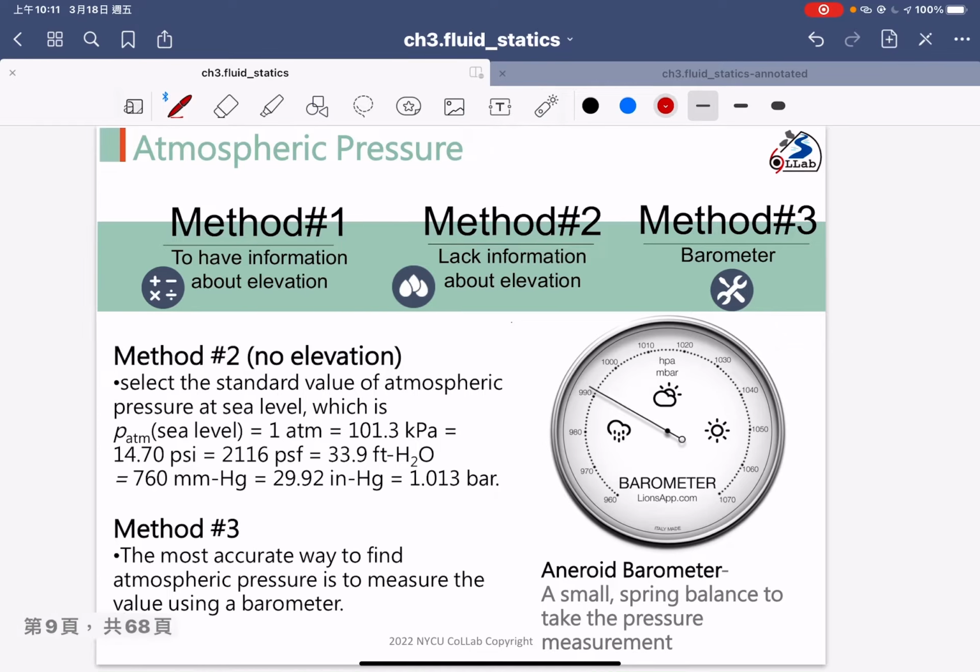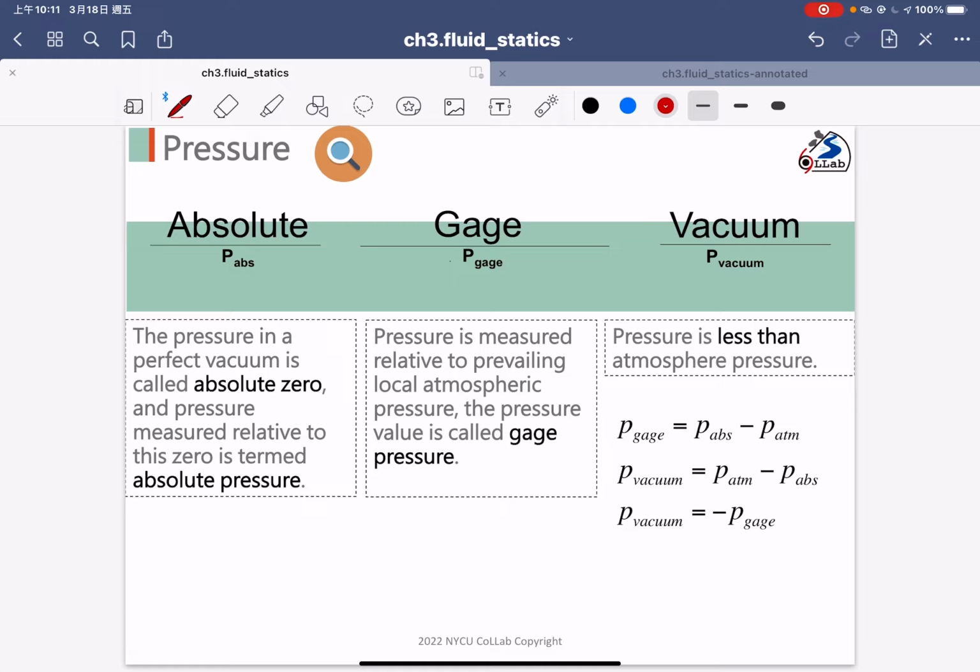Okay, so the next one, the slide shows the three types. When we discuss the pressures, there are three units we need to know. As shown here, the first one is absolute, and usually we use P_ABS. Okay, and the second is the gauge, and we use P_gauge. And the final one is the vacuum, and we use P_vacuum.